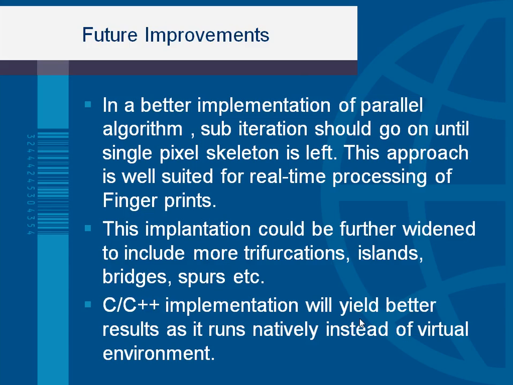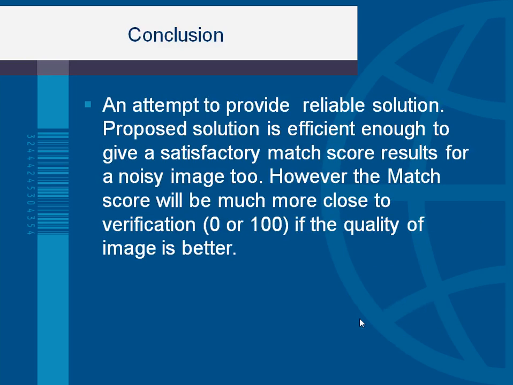Here, somehow, I'm unable to remove some noise at certain pixels. We can also include more islands, bridges, and spurs. Right now, we just have valleys and termination points. We can include more images.